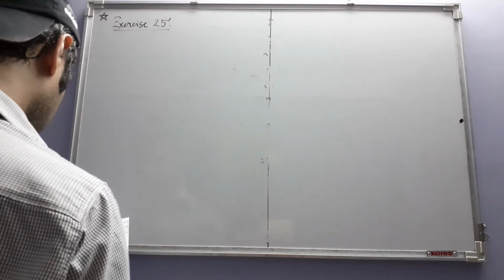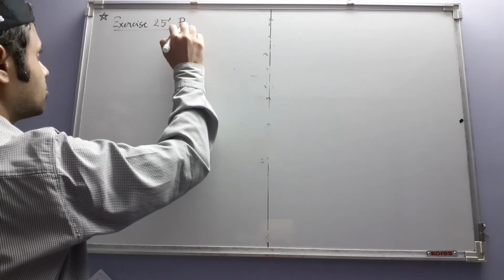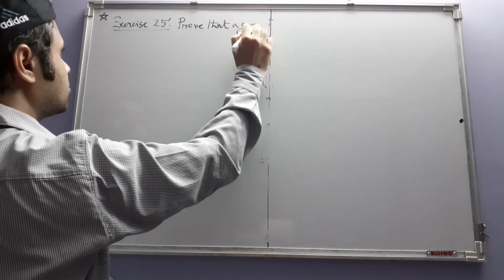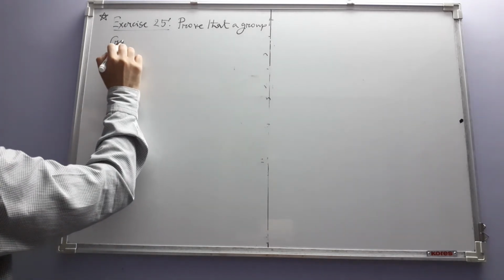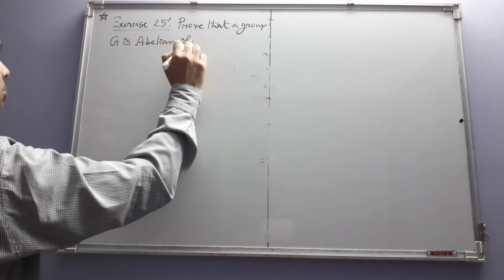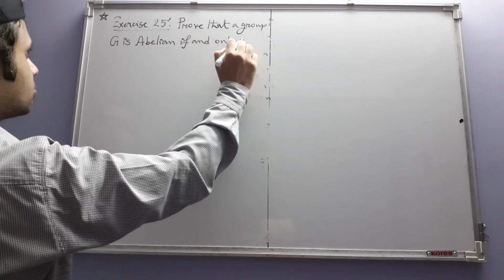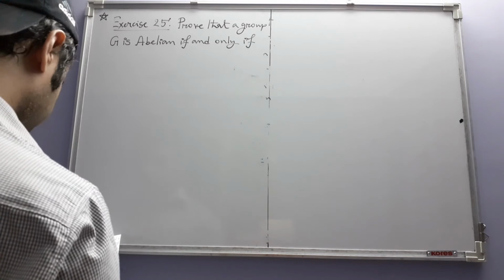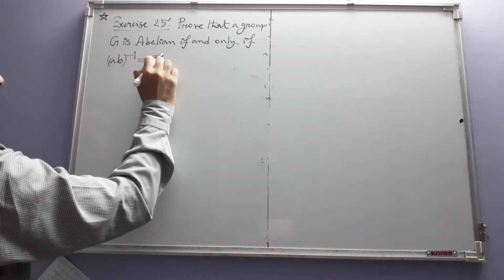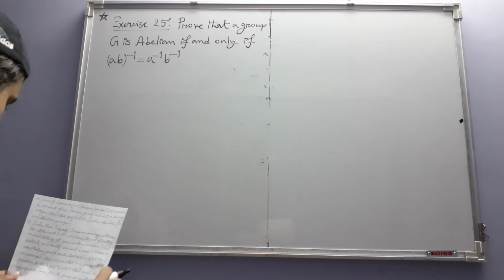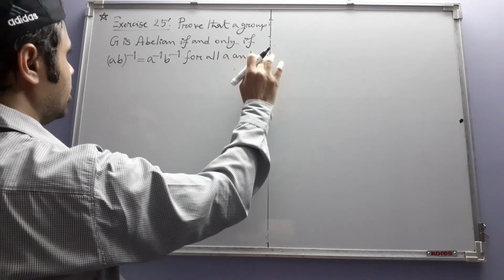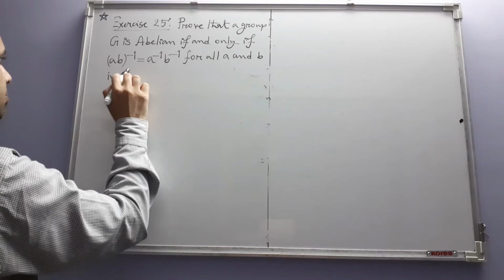Prove that a group G is abelian if and only if (AB) inverse is equal to A inverse B inverse for all A and B in G.